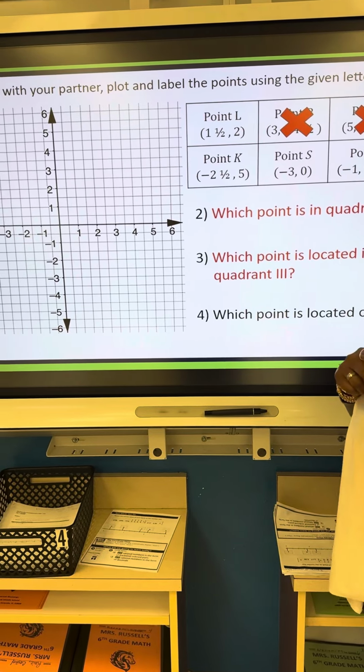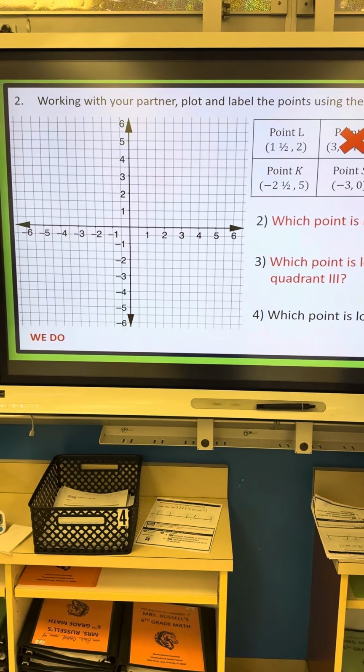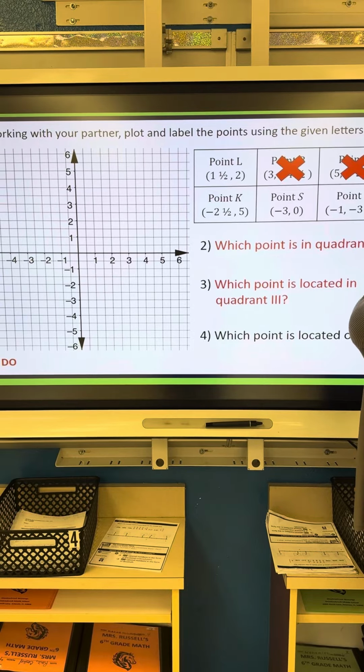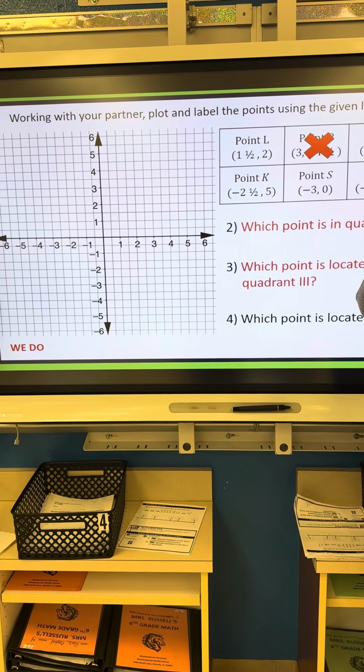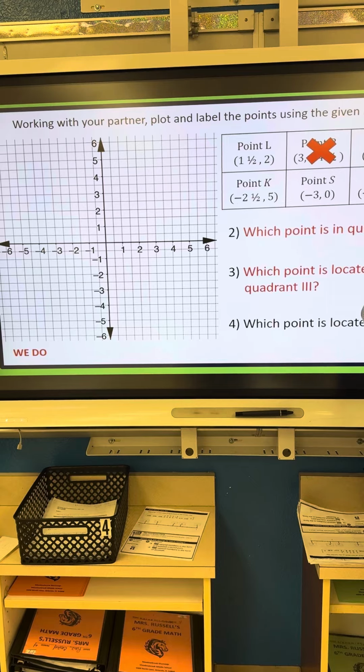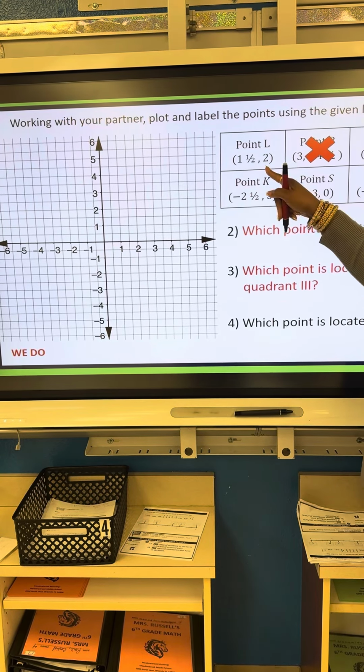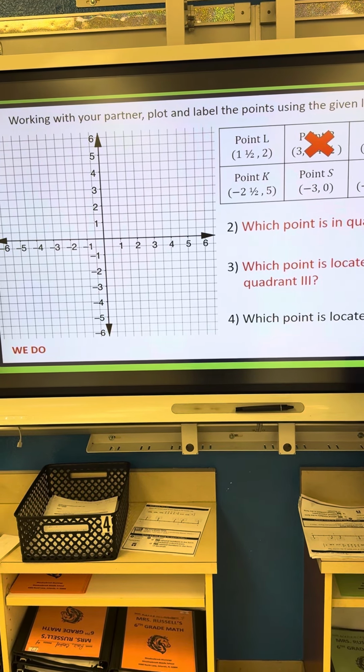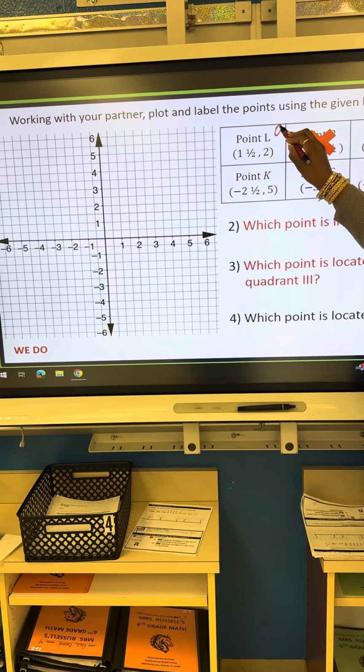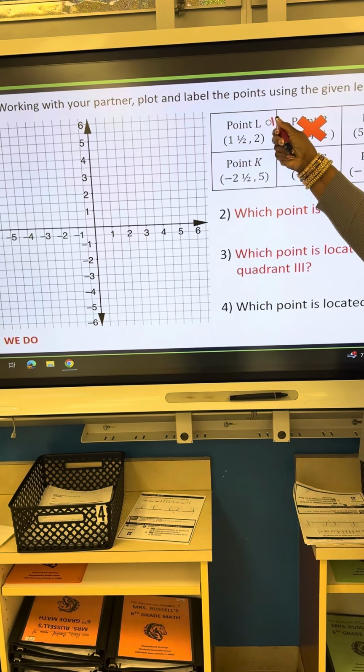Okay, so we're working with ordered pairs and the coordinate plane. We're going to be plotting the numbers. The first thing that you have to do is identify the quadrant that it is in. What quadrant is positive, positive? Quadrant 1. So you're going to put Q1 up here.